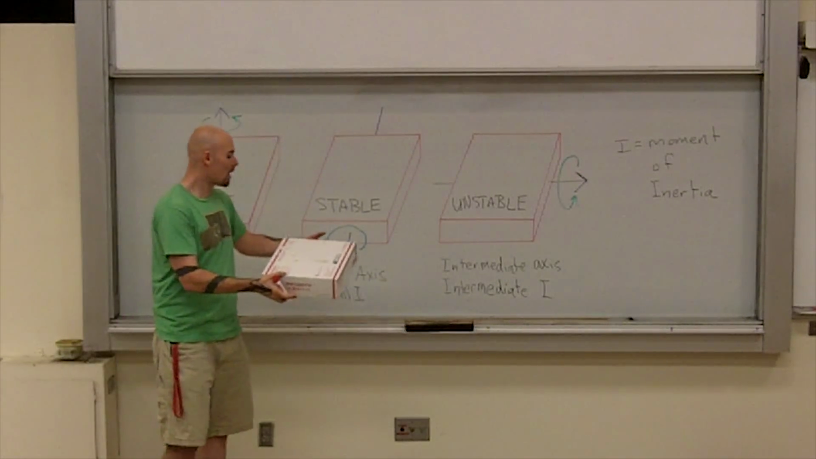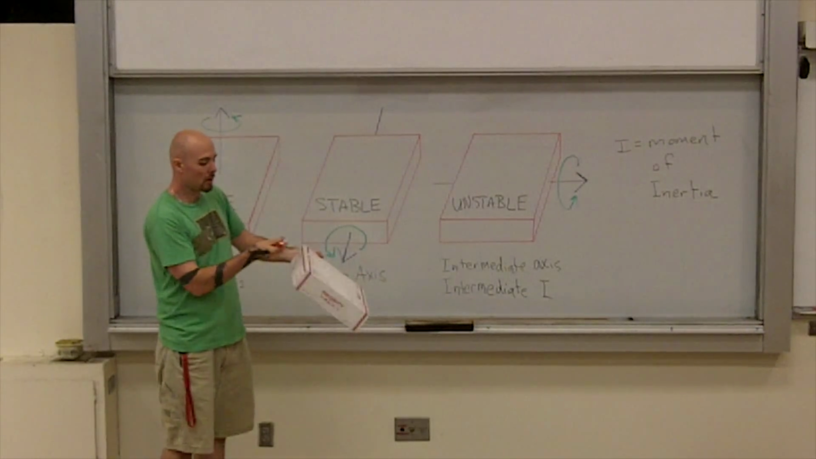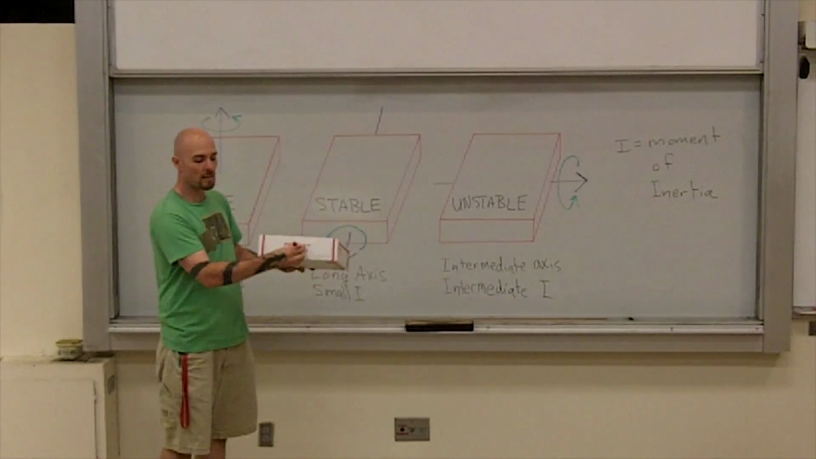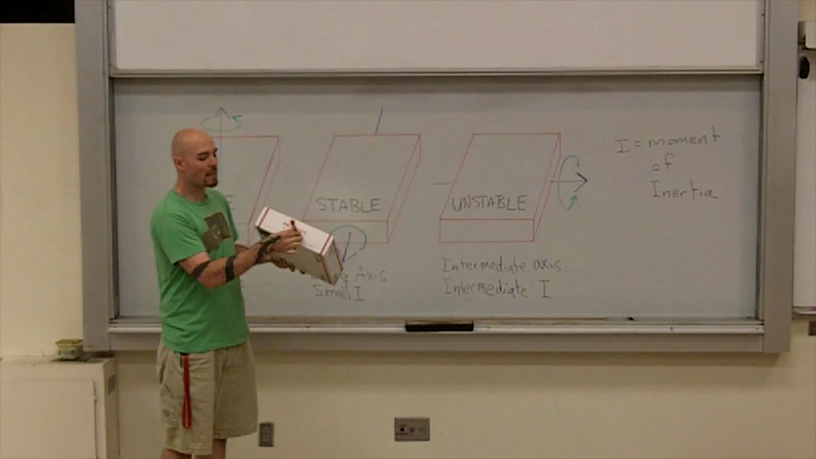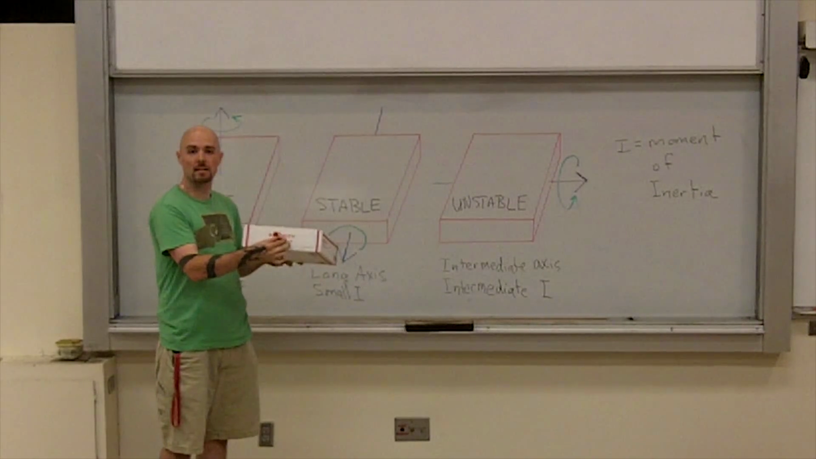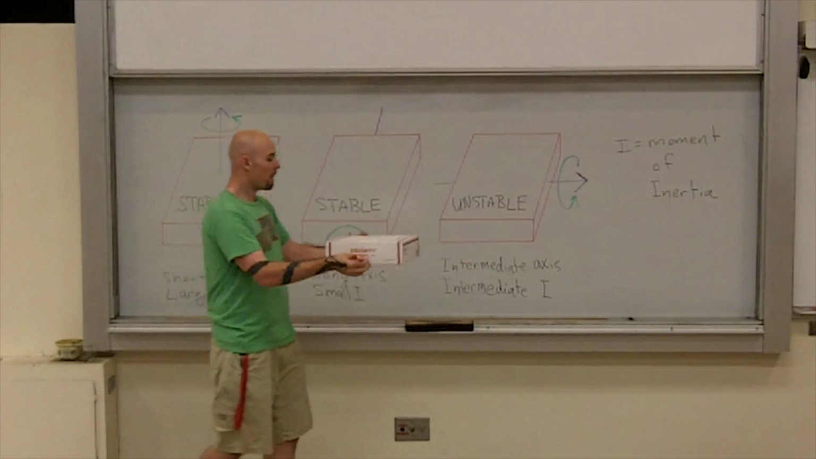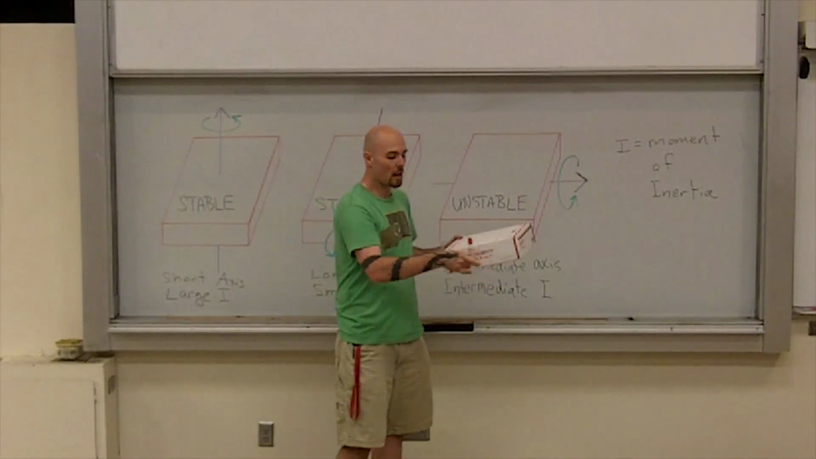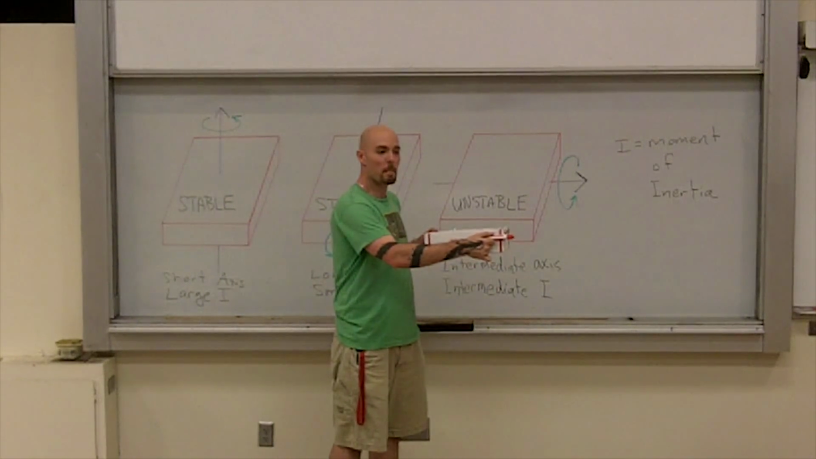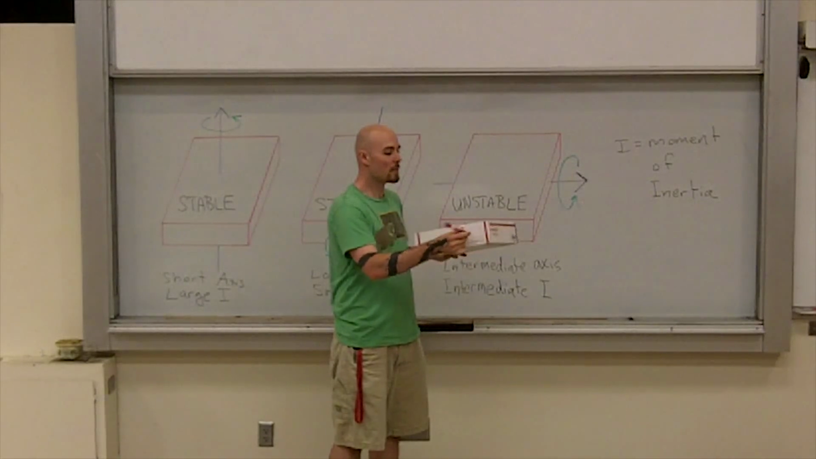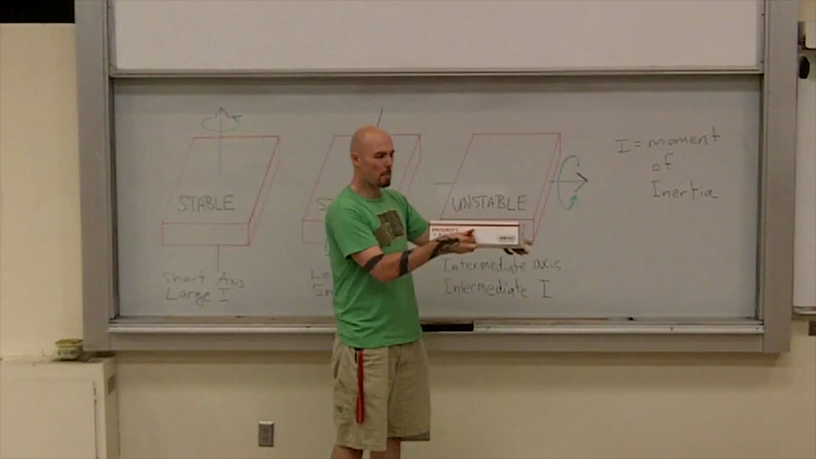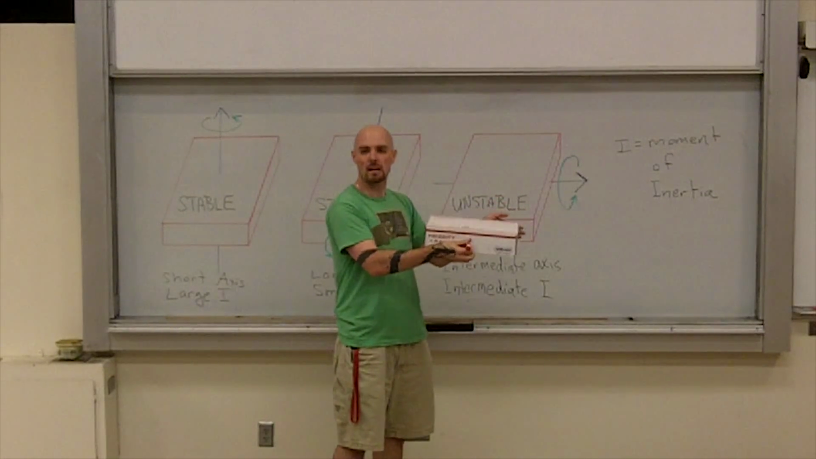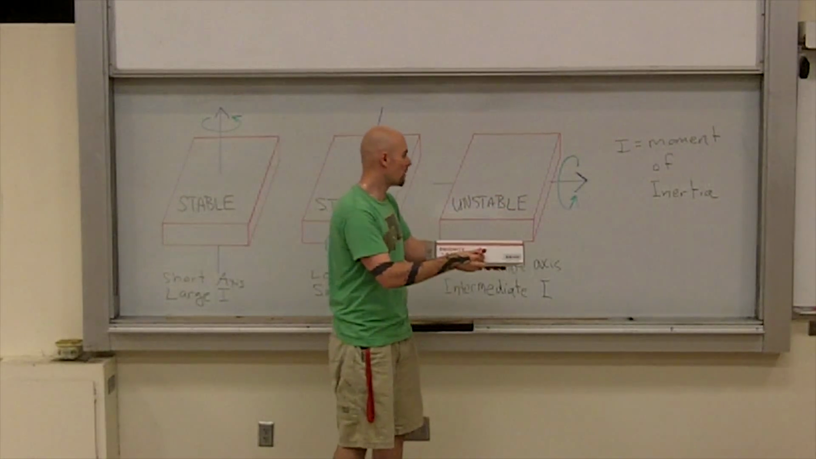Next, we would move on to the long axis, one that would go about the longest line of the box, and this would be a small moment of inertia. The mass is very close to the axis of rotation. The final one to consider is the intermediate, where the axis goes along the medium side of the box, the medium length, and rotations are about this point, where the masses are at intermediate distances from the axis of rotation.